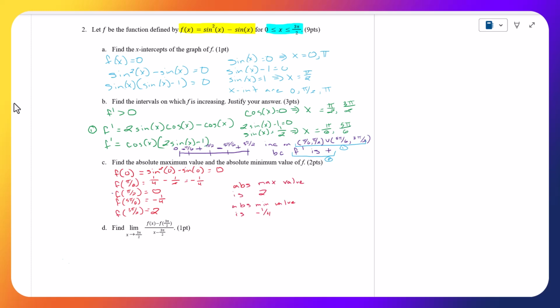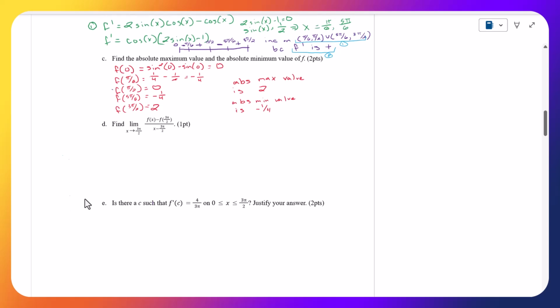And even though at pi over 6 and 5 pi over 6 it's the same number, this is still our minimum value. We still have a minimum at pi over 6 and 5 pi over 6 because both of these numbers are our smallest number. So just because it's two of them, it still meets the definition to be a minimum. If we had a more rigorous definition of minimum, that would make more sense. But I'll just say there's no number smaller than negative 1/4 on our interval. So it's our absolute minimum.